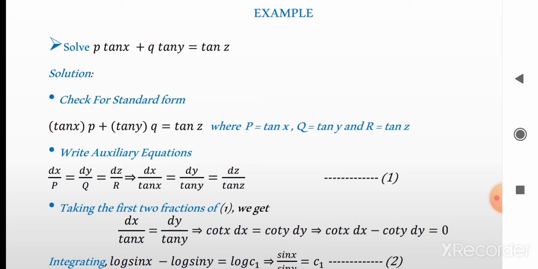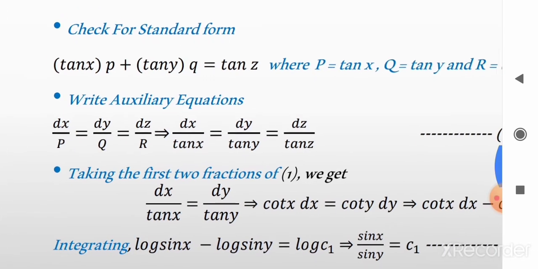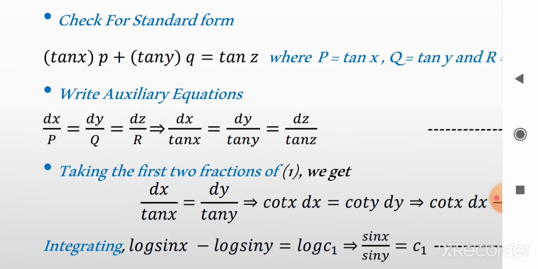Next we have to write the auxiliary equations for this standard form. The auxiliary equations are dx by P is equal to dy by Q is equal to dz by R. Here P is tan x, Q is tan y, and R is tan z, so dx by tan x is equal to dy by tan y is equal to dz by tan z. We are going to solve this auxiliary equation to find two independent solutions, one is u is equal to c1 and another one is v is equal to c2.